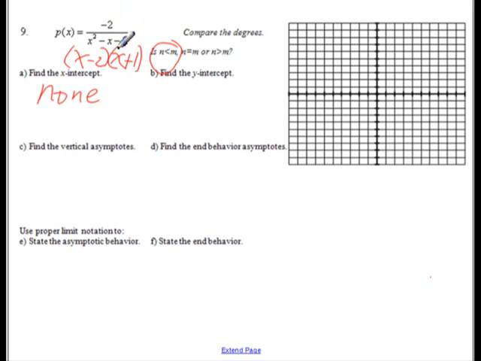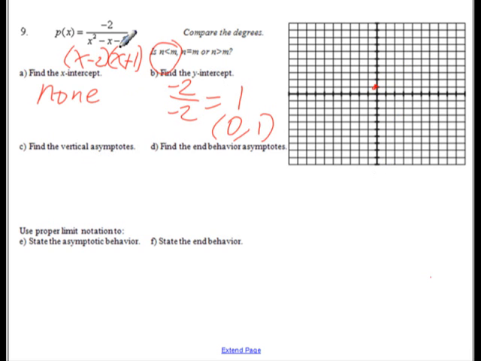Y-intercept, that's when x is 0. So if you plug 0 in for x, you get -2 on the top and -2 on the bottom, which is 1. So our y-intercept is at (0, 1). I'm going to go ahead and plot that on my graph so I have it.